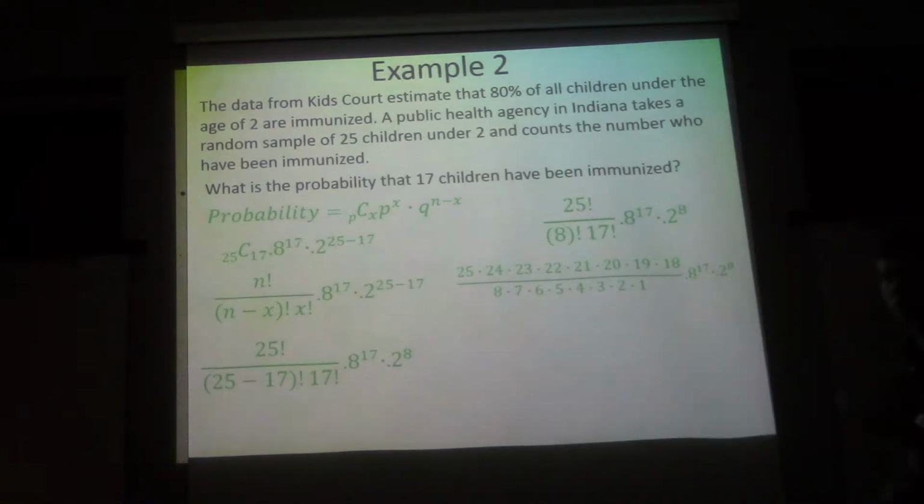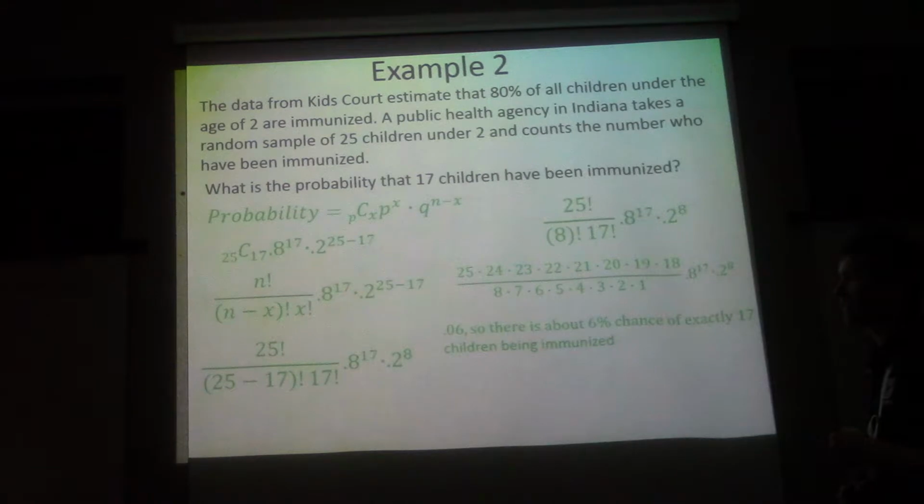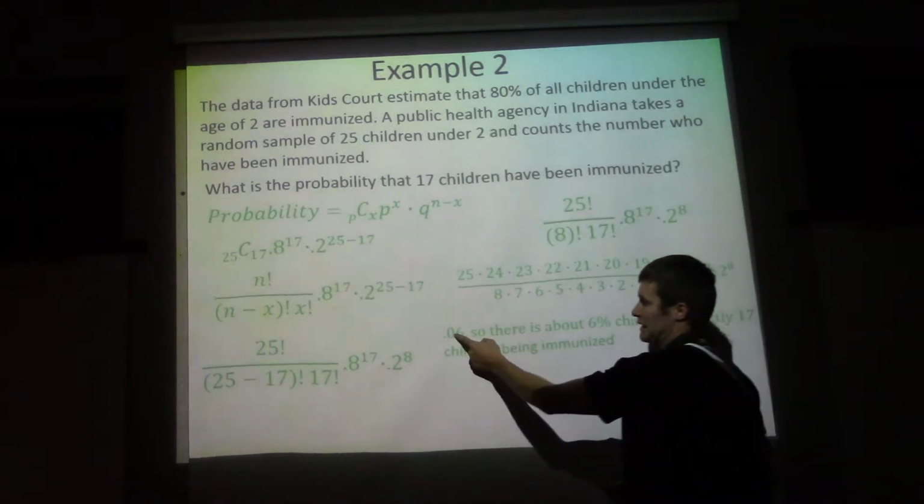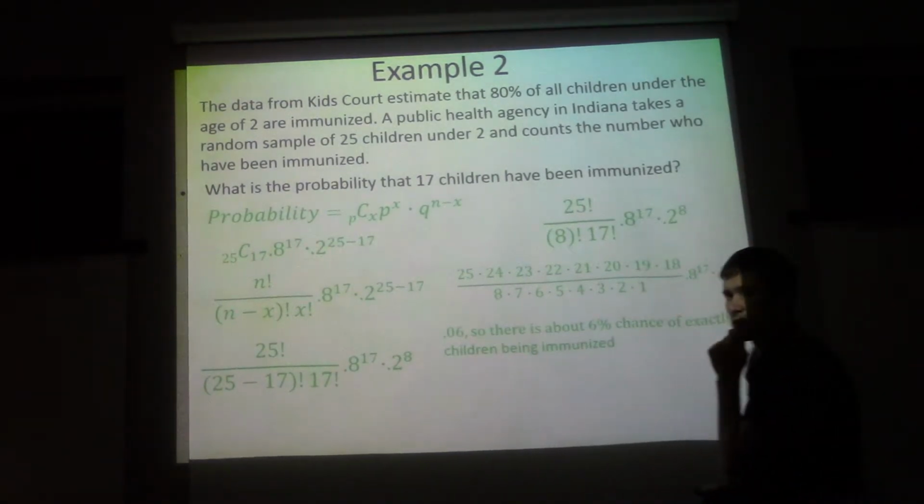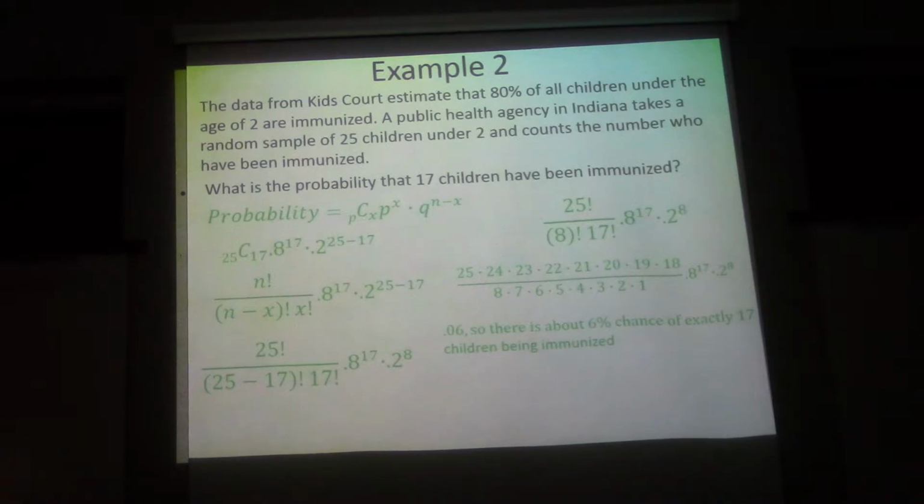25 times 24 times 23 times 22, 21, 20 times 19 times 18 times 8, 7, 6, 5, 4, 3, 2, 1. If you did that, you would get about 0.06. So there's about a 6% chance of exactly 17 children being immunized.